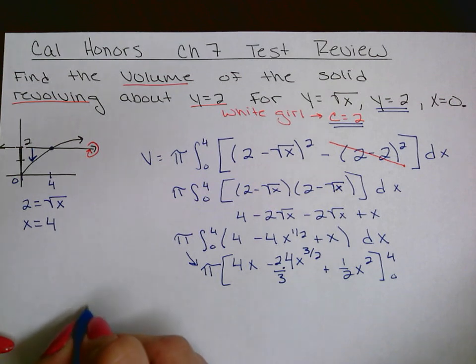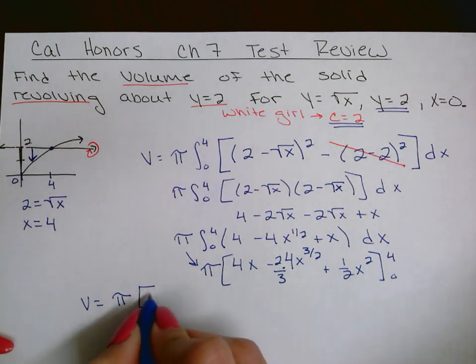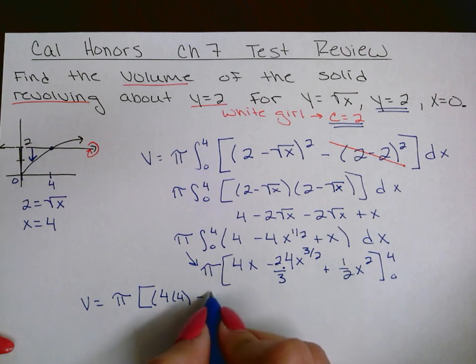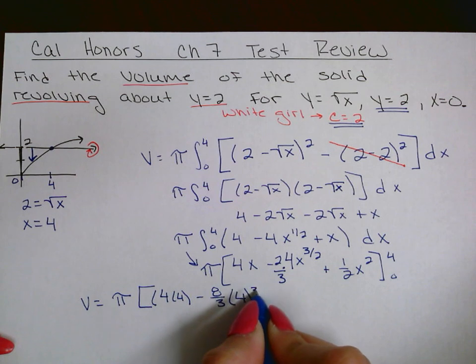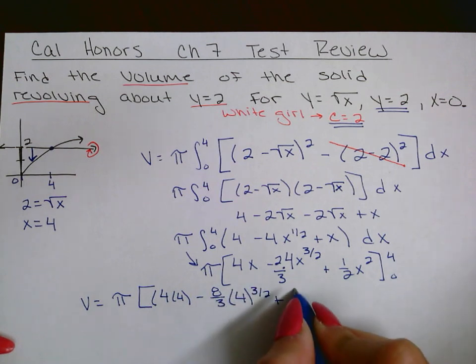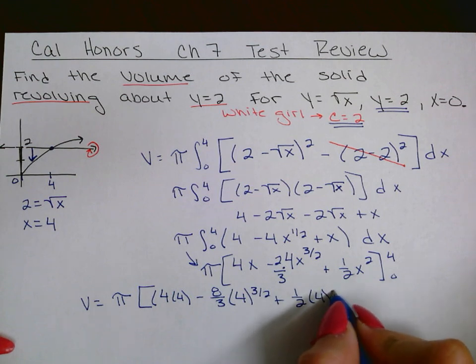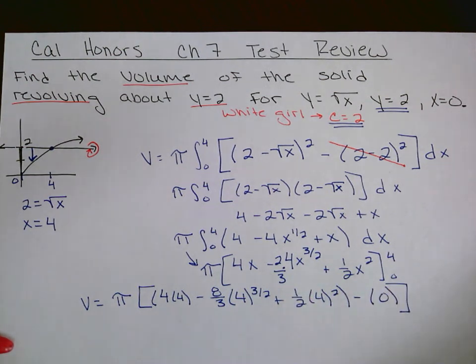So I can say that my volume is equal to pi times 4 times 4 minus, I'm going to call this an 8 over 3, 4 raised to 3 over 2, plus half, that 4 goes there, minus, you don't have to write this part, but I like to write it just to make sure I don't skip it in case it is another number. The 0 into everything would give me 0. And I am done. That is my FRQ answer.